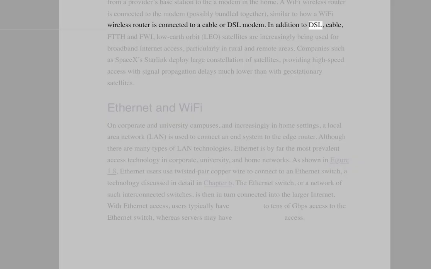In addition to DSL, cable, FTTH, and FWI, low Earth orbit, LEO, satellites are increasingly being used for broadband internet access, particularly in rural and remote areas. Companies such as SpaceX's Starlink deploy large constellations of satellites, providing high-speed access with signal propagation delays much lower than with geostationary satellites.